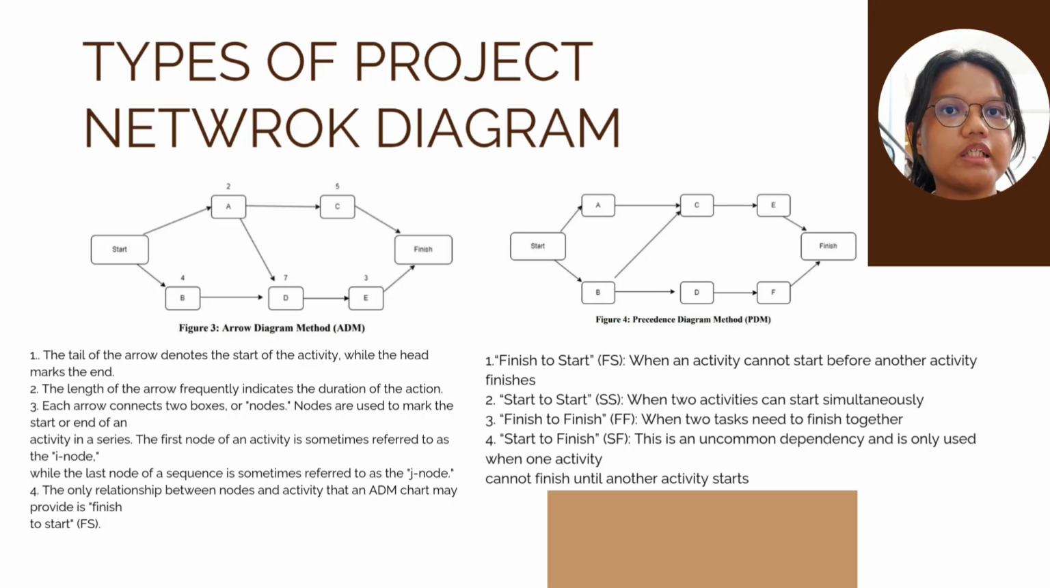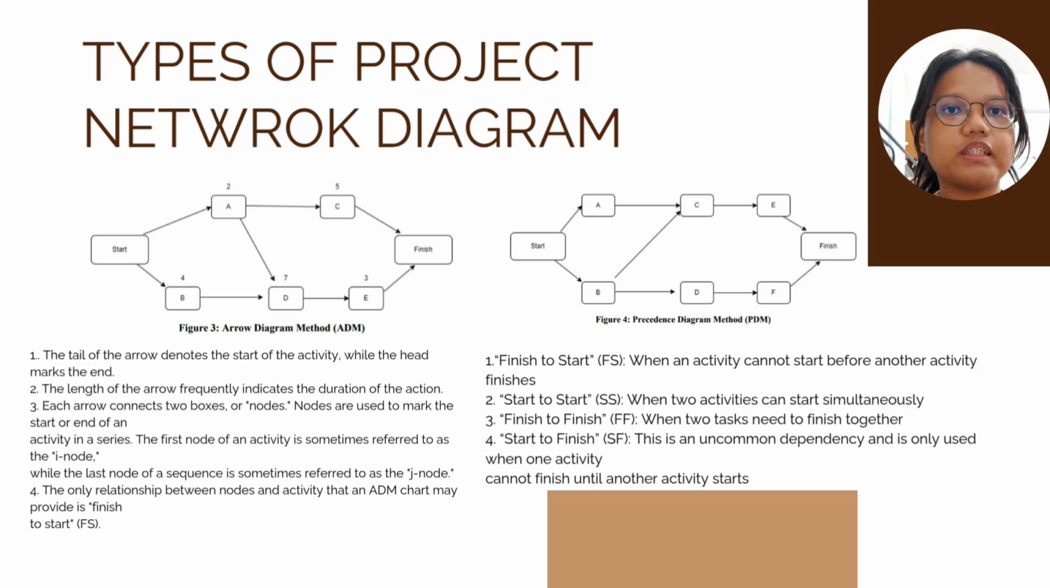For ADM, the tail of the arrow denotes the start of the activity, while the head marks the end. The length of the arrow frequently indicates the duration of the action. Each arrow connects two boxes or nodes. Nodes are used to mark the start or end of an activity in a series. The first node of an activity is sometimes referred to as the I node, while the last node of a sequence is sometimes referred to as the J node. The only relationship between nodes and activity that an ADM chart may provide is finish to start or FS.